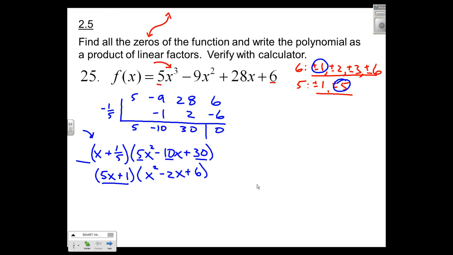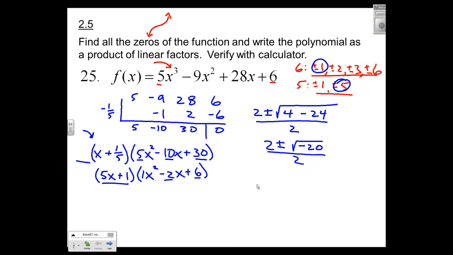The quadratic formula would give me the opposite of b, 2, plus or minus the square root of b squared, that is negative 2 squared, 4, minus 4 times a, 1, times c, 6, so minus 4 times 1 times 6, minus 24, all over 2a, 2 times 1, 2. That gives me 2 plus or minus square root of negative 20 over 2. And you say, oh, we don't have any zeros. Well, once again, we knew that when we saw the graph. The graph only had 1 zero, at negative 1/5.